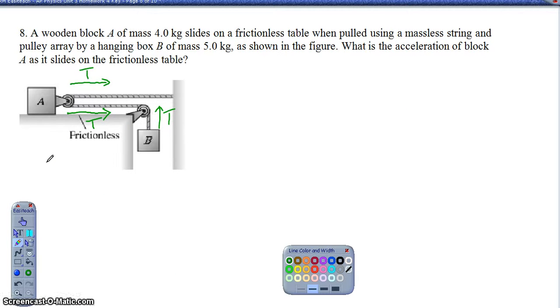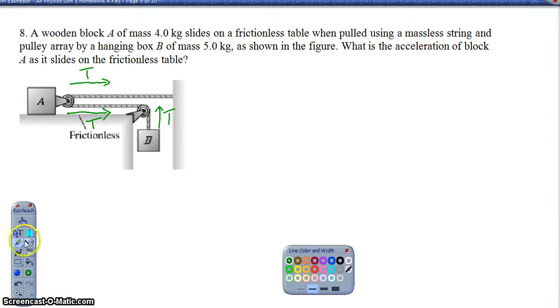So then question 8 here, right? Question 8, kind of a different setup than we're used to, but still not too bad. The biggest key is the fact that because the string and the pulleys are all massless and frictionless, the tension is the same everywhere in that string. And that's very, very important.